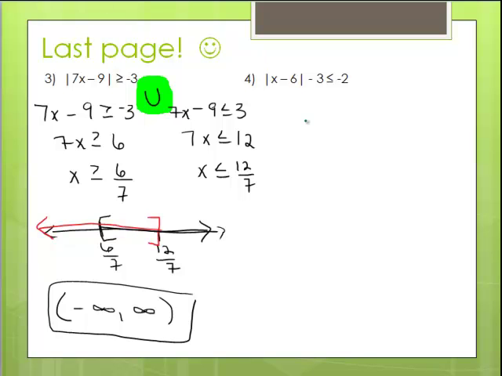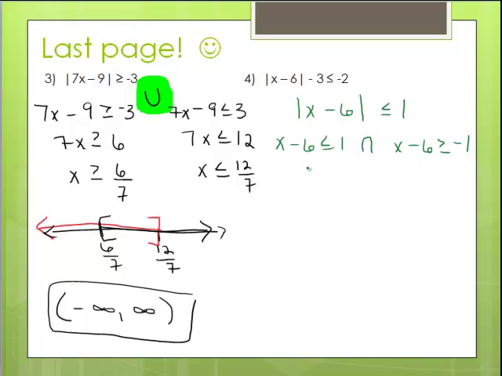Okay, so how about this one? The absolute value is not isolated, so we need to add 3 to both sides. Absolute value of x minus 6 is less than or equal to 1. Set up our two cases, x minus 6 less than or equal to 1, x minus 6 greater than or equal to negative 1. This is a less than. That means it's an intersection.